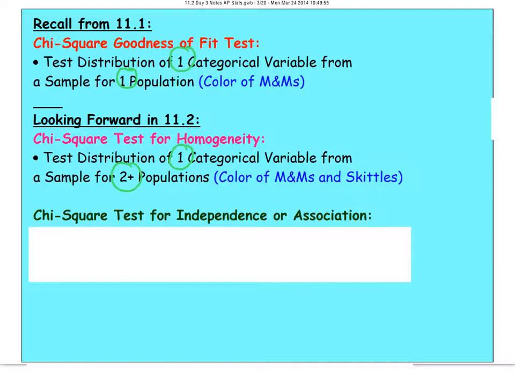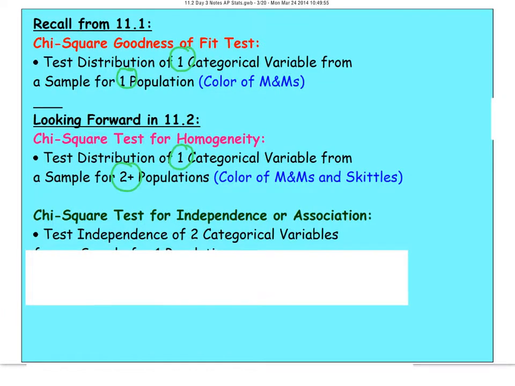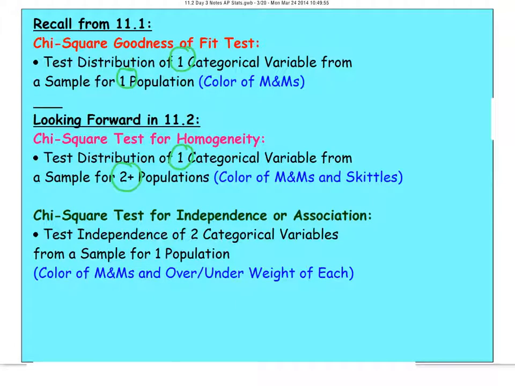And then the last one we'll get to is the chi-square test for either independence or association. You can use either word for that. That one is a test of independence of 2 categorical variables from one sample or population. So how does it differ? Maybe we're looking at 2 categories of that one population of M&Ms. Maybe we're looking at color, and maybe we're looking at weight to see if there's an association between those 2 elements. If this slide makes sense to you right now, this is really all you need to know in picking which one of the 3 chi-square tests we'll do, but we will spend some more time practicing that.